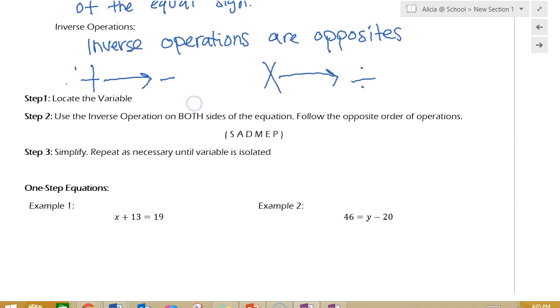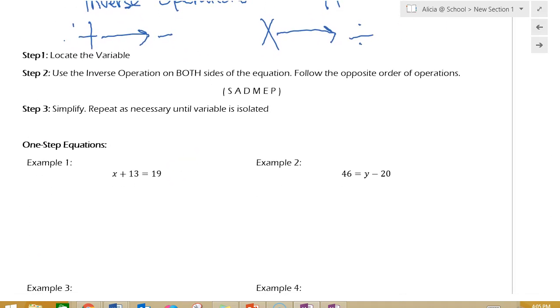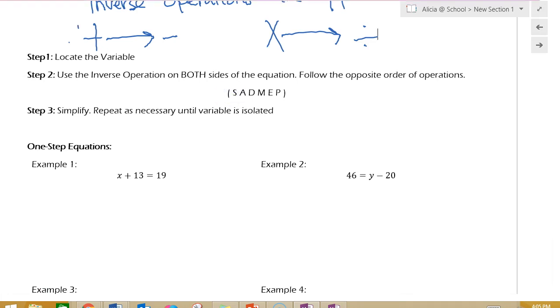Alright, so some steps of solving our equations here would be: step 1, locate that variable. Where is the variable? On what side of the equal sign is it? Step 2, use the inverse operations on both sides of the equation. Follow the opposite order of operations. So remember the order of operations: subtraction, addition, division, multiplication, exponents, and parentheses, right? Simplify and repeat as necessary until our variable is isolated.